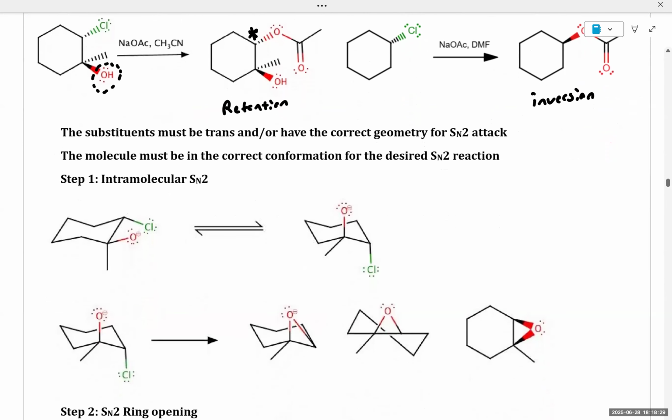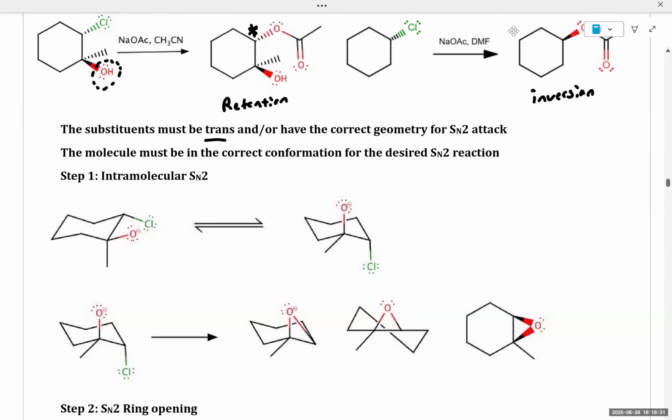Well, in order for this to happen, the substituents must be trans or have the correct geometry for SN2 attack. Additionally, the molecule must be in the correct conformation for the desired SN2 reaction. So in the first step, in anchimeric assistance, you see an intramolecular SN2 reaction. So this conformation is a no-go because you can't access the sigma star. So you must be in the trans diaxial conformation.